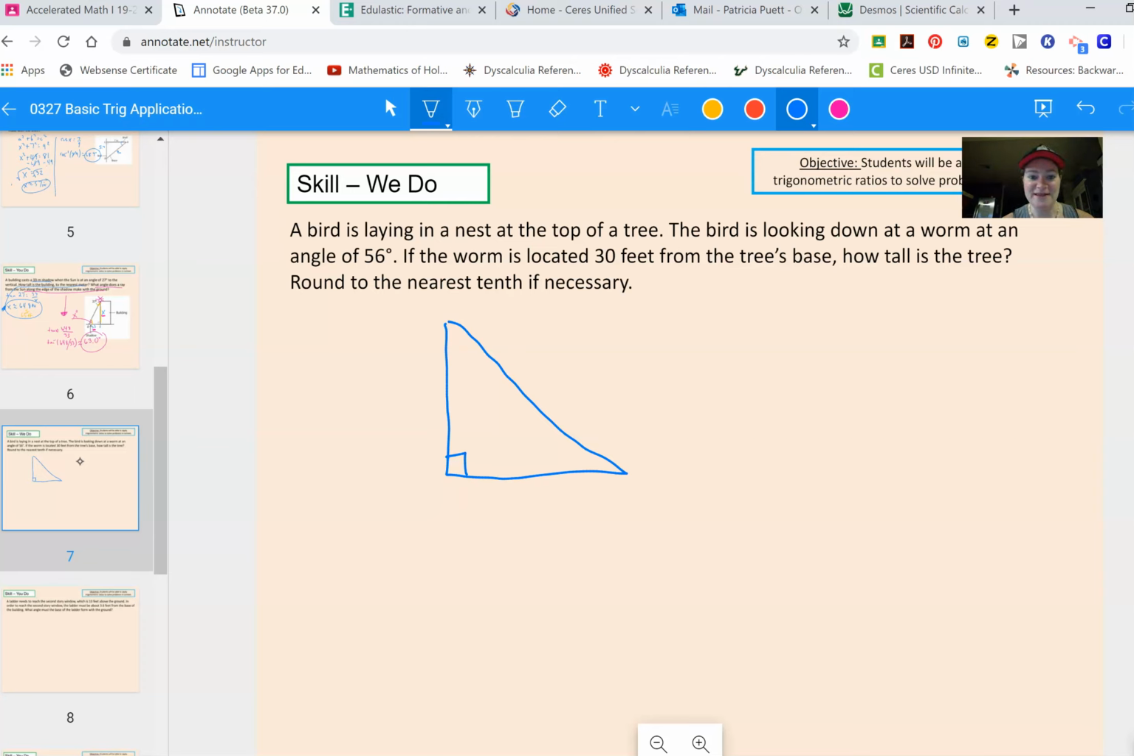So a bird is laying in a nest at the top of a tree. The bird is looking down at a worm at an angle of 56 degrees. If the worm is located 30 feet from the tree's base, how tall is the tree? Round to the nearest tenth.